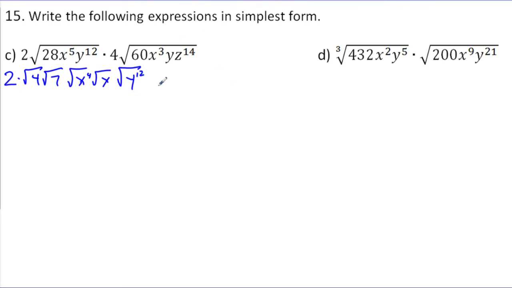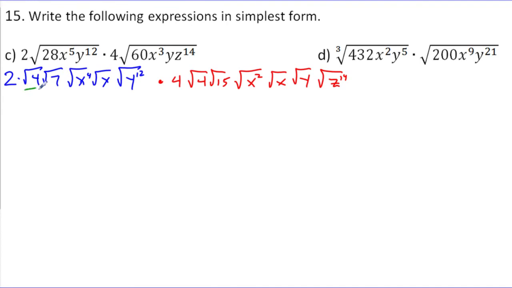Okay, so I'm going to do the same thing with the second one. This is times 4. Okay, 60 is made up, I believe, of 15 times 4, right? 15 times 4 does give me 60, and so I'm going to use that. Okay, so I'm going to break this up into the square root of 4 and the square root of 15. Okay, I'm going to say x squared and x. Okay, I'm going to leave the y alone because that can't square root. And I'm going to leave the z alone because they do square root. I can square root all 14 of those z's because it is a multiple of 2.